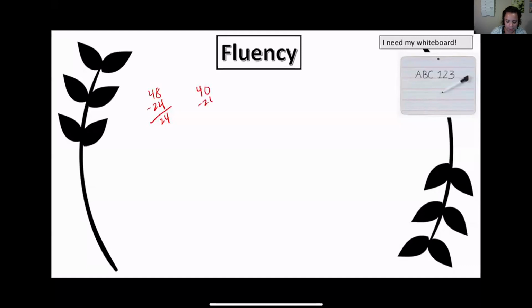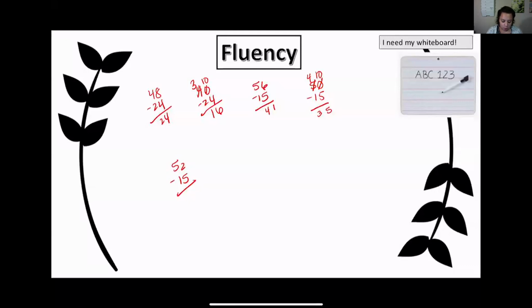40 minus 24. Go ahead and do the standard algorithm and solve. Your answer was 16. The next one is 56 minus 15. Go ahead and solve. The answer is 41. The next one is 50 minus 15. Solve. Your answer is 35. The next one is 52 minus 15. Go ahead and solve.